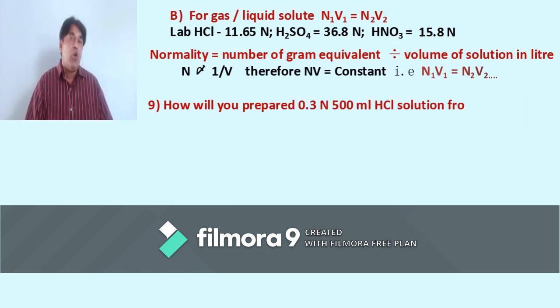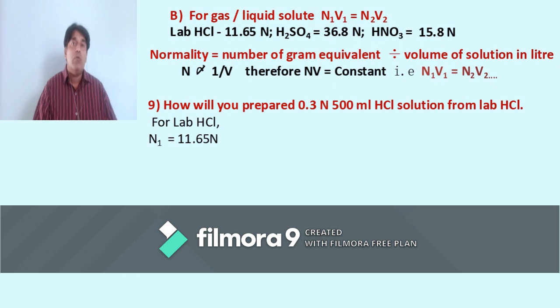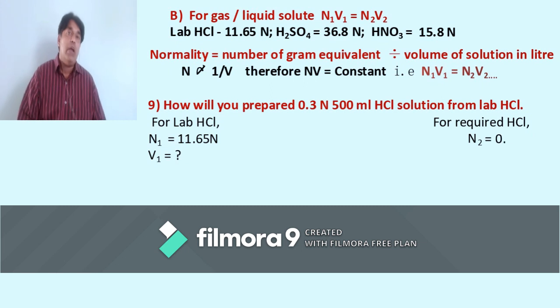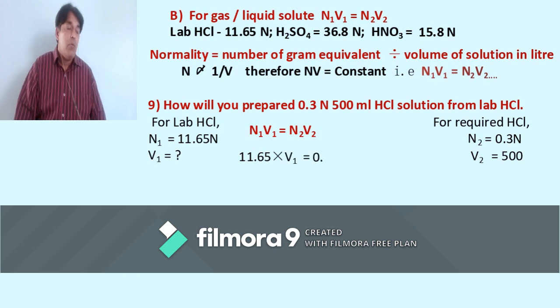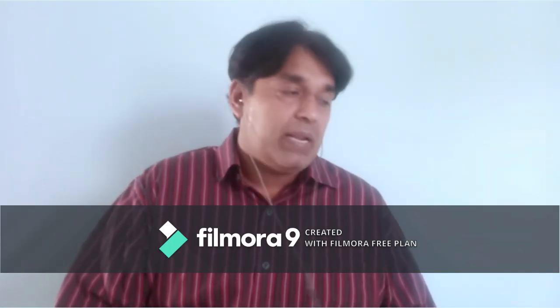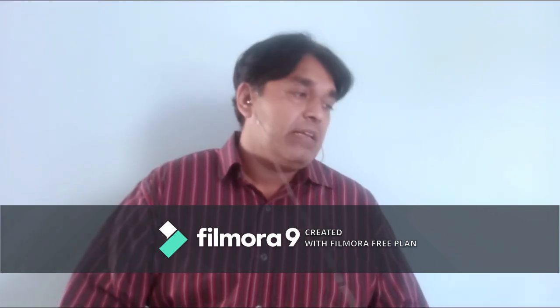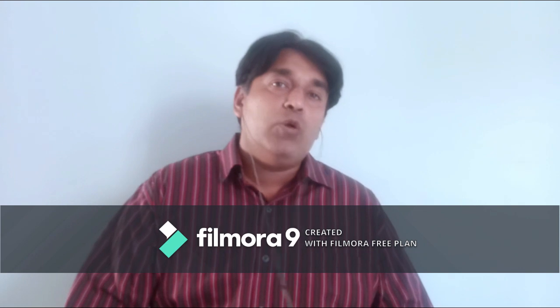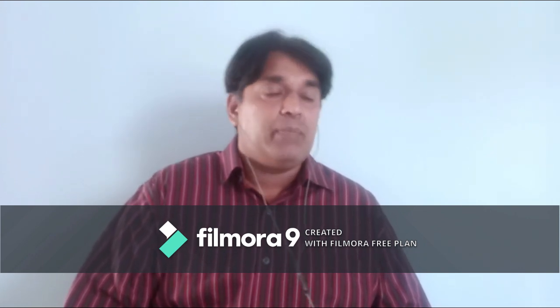We know that the normality of the lab HCl is 11.65 normal. Consider the volume of this solution taken for preparation as V1. The required HCl has normality 0.3 normal. The volume of required HCl is 500 ml. Therefore, by using N1 V1 equals N2 V2, we easily determine the value of V1. So V1 equals 12.87 ml. Take the 12.87 ml HCl in water and make the volume up to 500 ml.